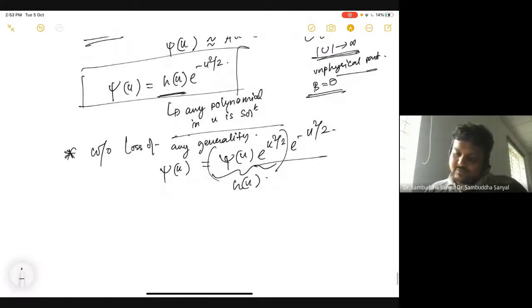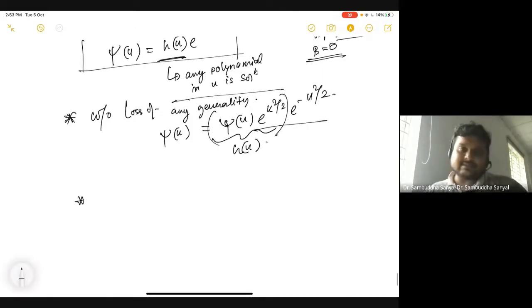So what is the purpose of doing that? So here, the next step, what we are expecting today. We know one part of the solution in a very precise form. We know the e to the power minus u square part. We don't know yet what is the H(u). We just argued that it might be a polynomial. It should be a polynomial from the asymptote.